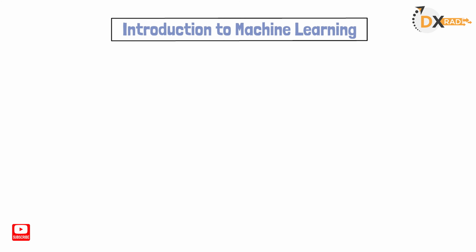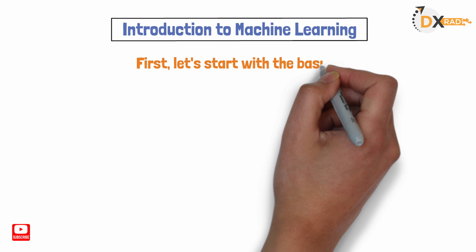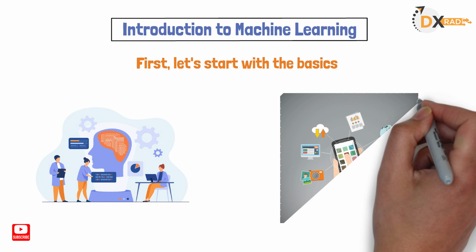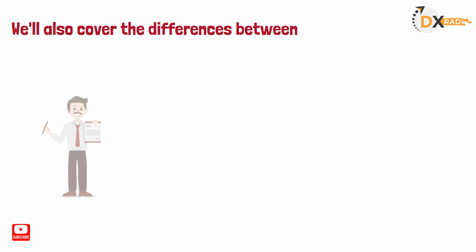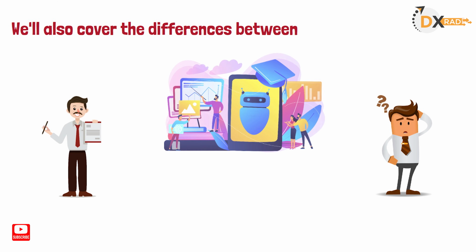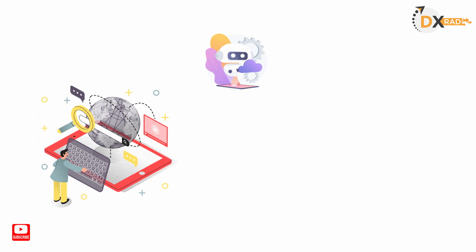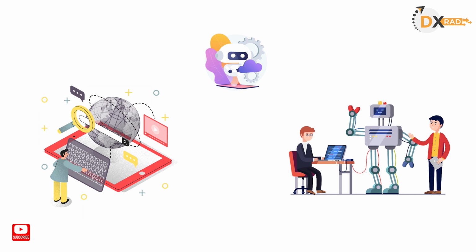Introduction to Machine Learning. First, let's start with the basics. In this section, we'll discuss what machine learning is and its applications in different industries. We'll also cover the differences between supervised, unsupervised, and reinforcement learning, and how they are used in practice. Lastly, we'll explore the importance of data, pre-processing, and feature engineering in machine learning.